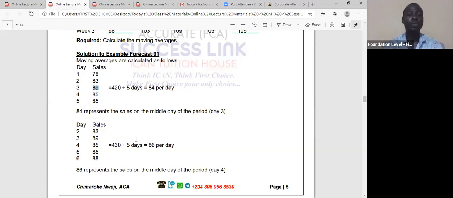Now let's get to the second one. We've removed day 1 now, and we are adding day 6. So the moving average is going on now. So we have 83 plus 89 plus 85 plus 85 plus 88 gives you, what am I doing?